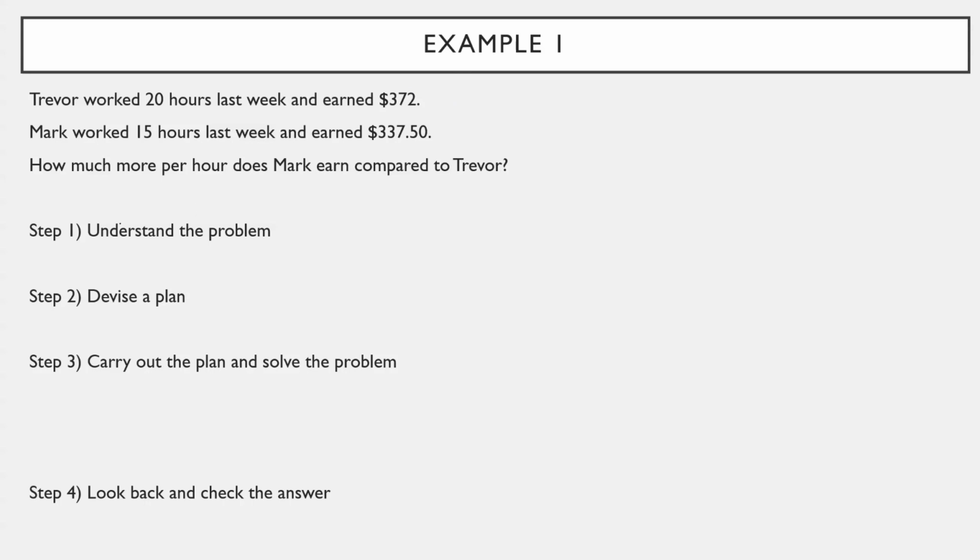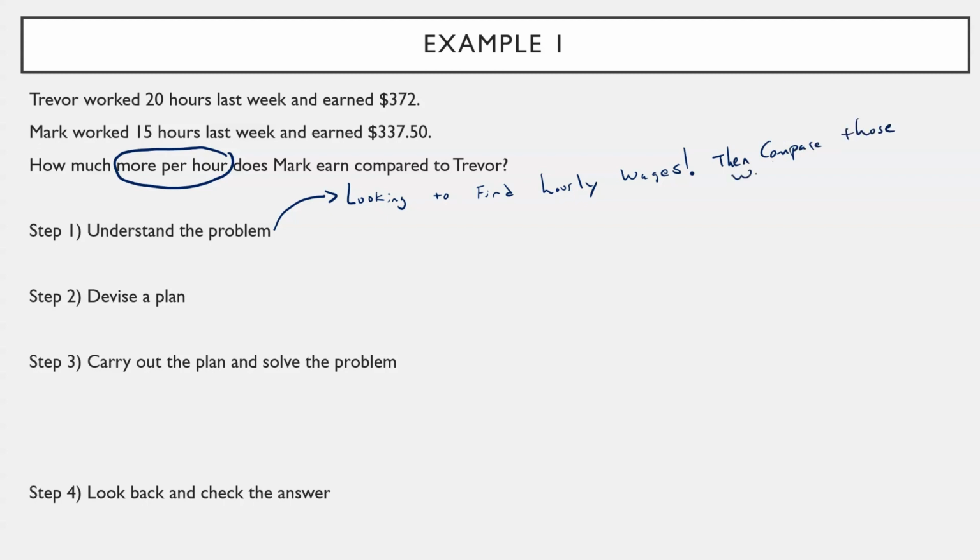Okay. So the first thing we have to do is understand the problem. What this is saying is, what are we looking for? We're looking for how much more per hour does Mark earn. So we're looking to find hourly wages. All right. And then we want to compare those wages. Okay. So I think I have an understanding of the problem.